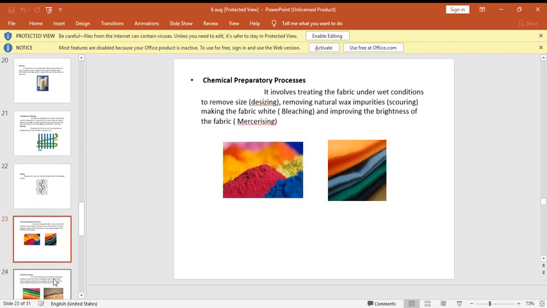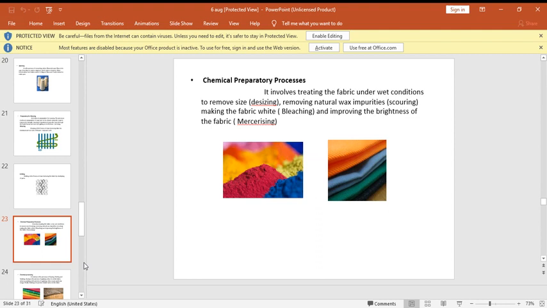Then next, chemical processing, chemical preparatory processing. It involves treating the fabric under wet conditions to remove size. After the weaving process, the fabric will be in gray color. From that we have to remove the size, which is called desizing. In sizing we apply starch to withstand the mechanical strain which comes in the machineries. So that size should be removed, which is called desizing.